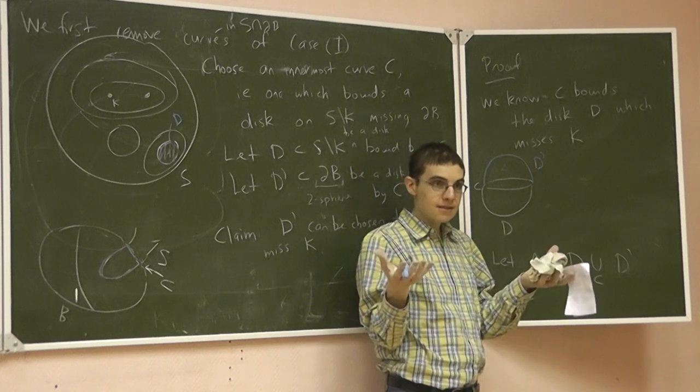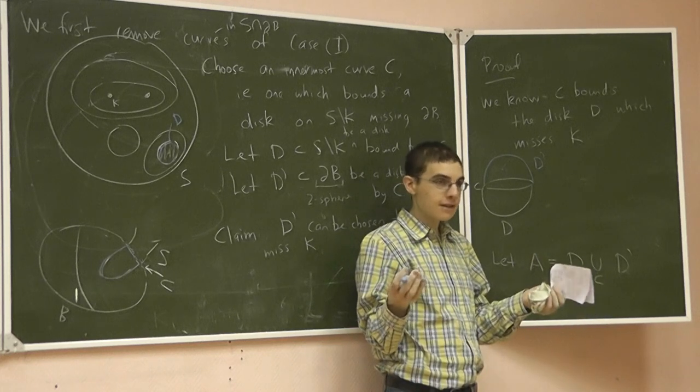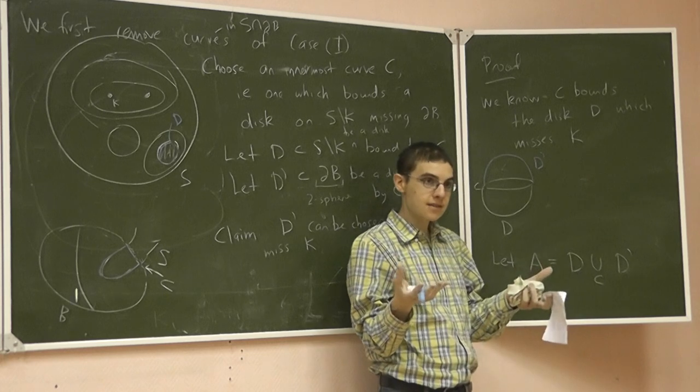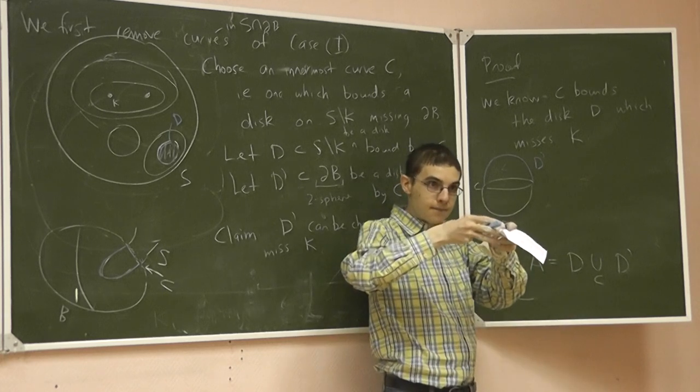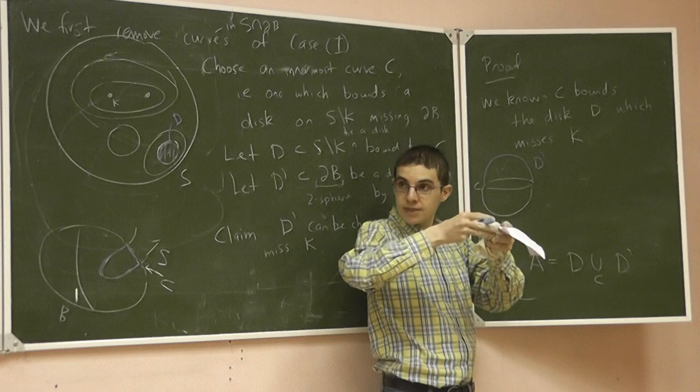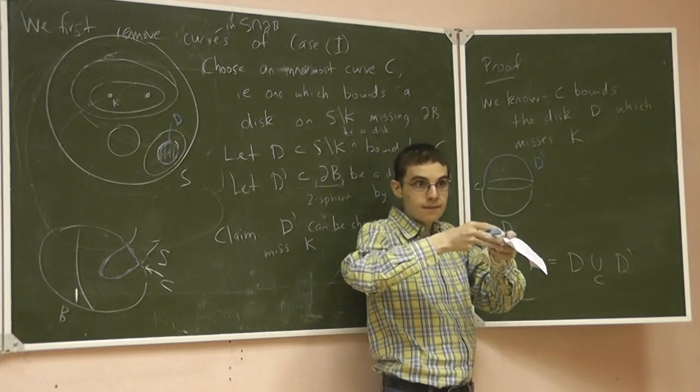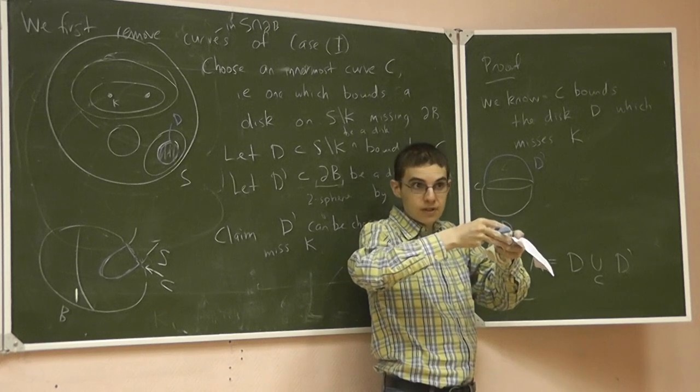So we have two disks. Here we're just thinking abstractly. Two disks, and they have the same boundary. Okay, so let's glue the two disks together along the boundary. And then we get a two sphere.